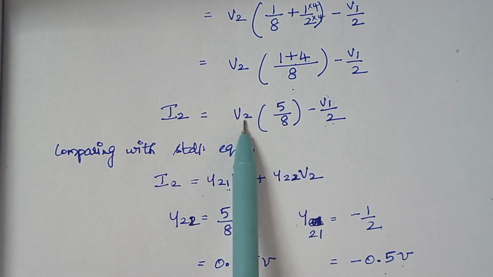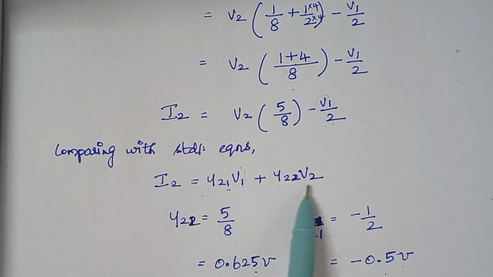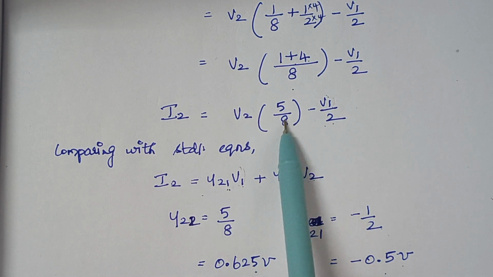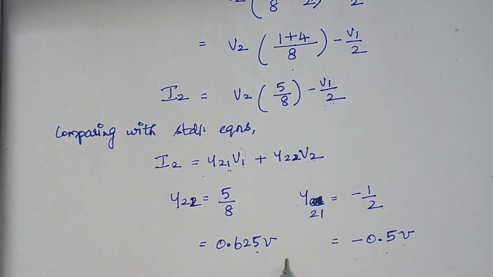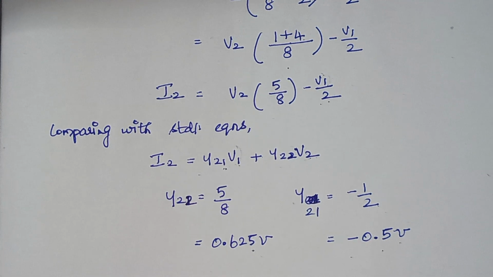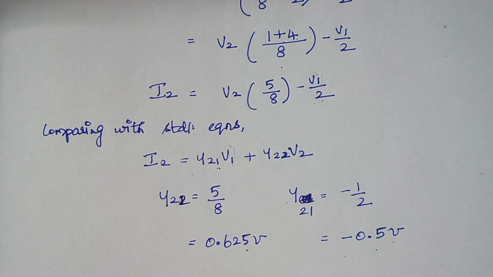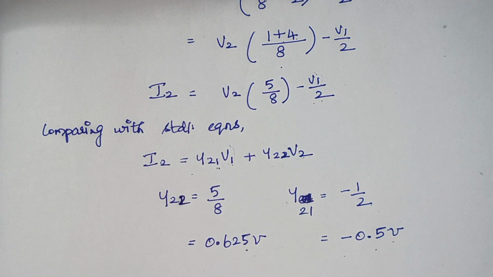And again here we have V2, here also V2. So what is the parameter? It is Y22. So Y22 is 5 by 8, which is nothing but 0.625 mho. Here again we are getting the same answer as in the previous problem, when we solved the same problem using two different methods.